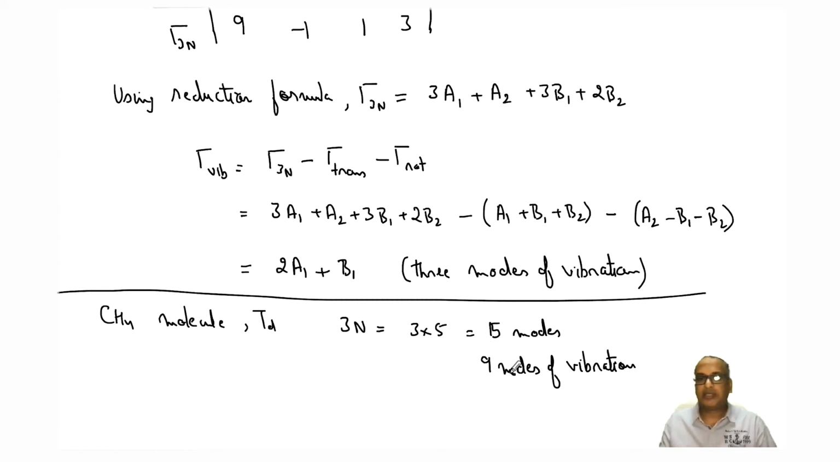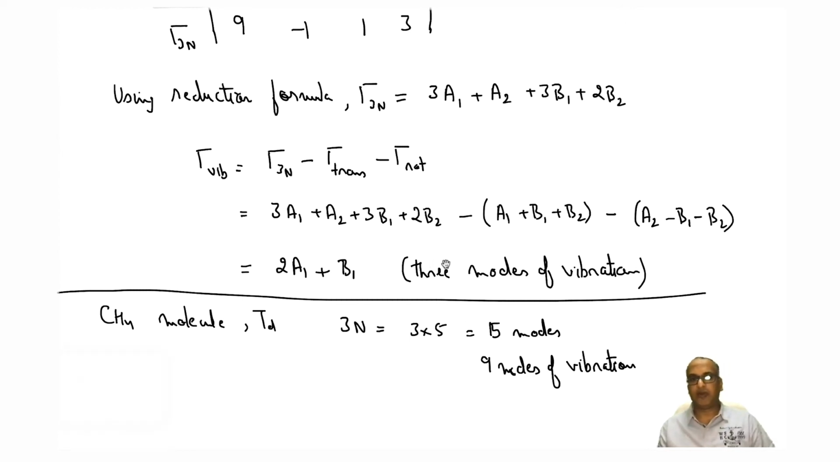But it is not necessary that all 9 modes will give you 9 lines. There can be some degeneracy, which we can only tell once we actually calculate the IR representation or symmetry corresponding to those 9 modes. That is the reason I am discussing this example here.